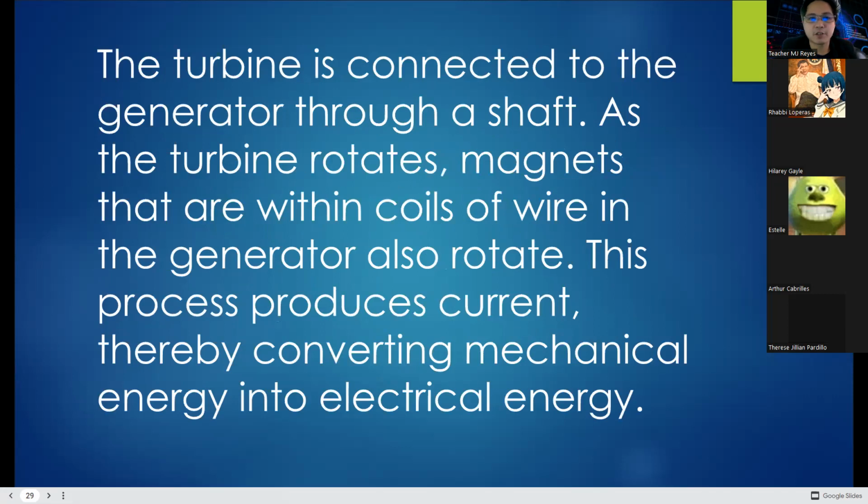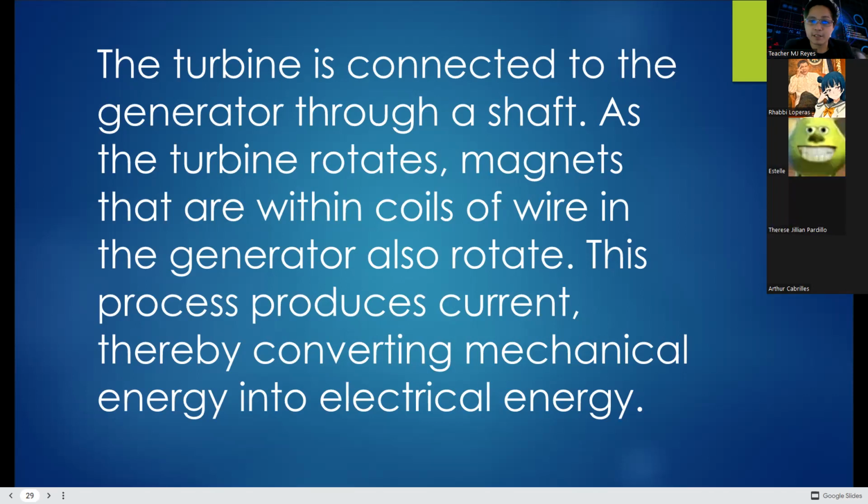The turbine is connected by a shaft to the generator. As the turbine rotates, the magnets within the coils of wire in the generator also rotate. This process produces current, thereby converting mechanical energy into electrical energy. Again, we have the conversion of energy from potential to kinetic, and from mechanical to electrical energy. The product here is electricity.